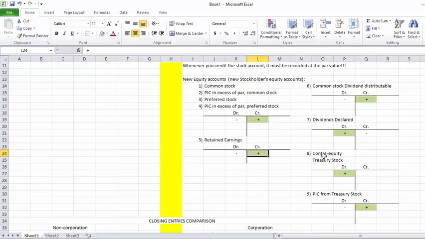And then we have this contra equity. Remember, we had equipment, and equipment had a contra associated with it. It was called accumulated depreciation. In another video, you saw where we had accounts receivable, and it had a contra called allowance for doubtful accounts. Remember, contras do the opposite of the category. So if we're talking about a equity account, it goes up by a credit. Common stock, PIK, preferred stock, its PIK, retained earnings, common stock dividends distributable, they all carry credit balances.